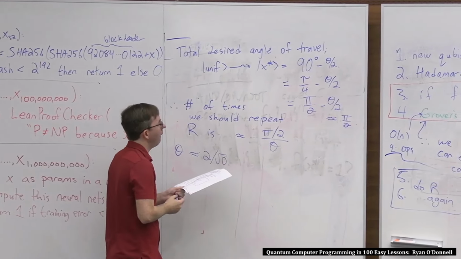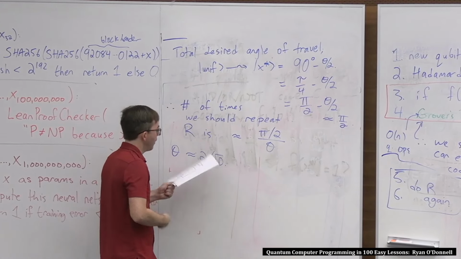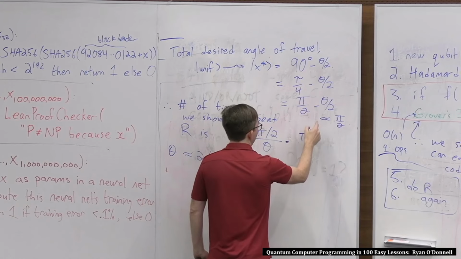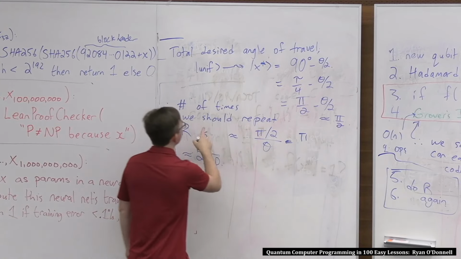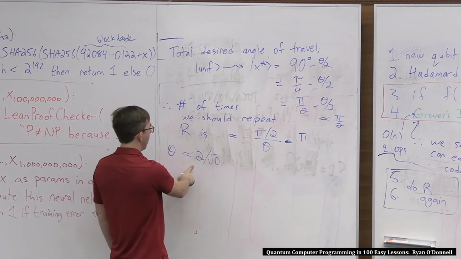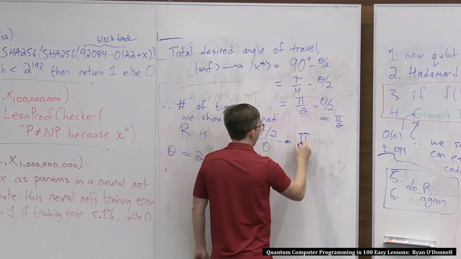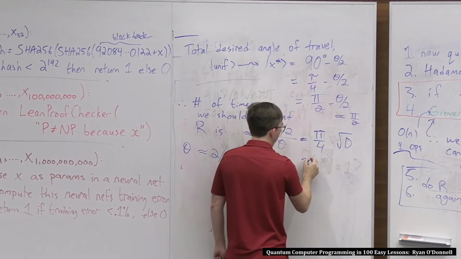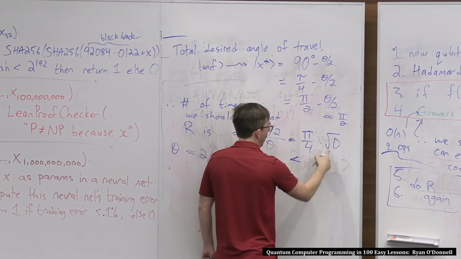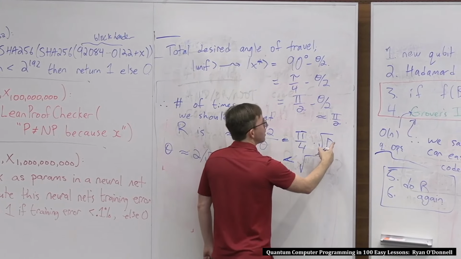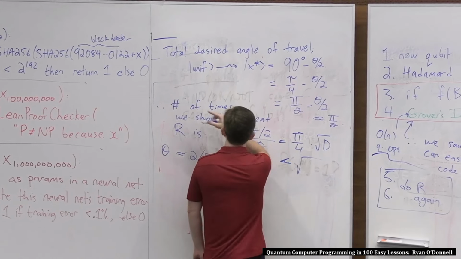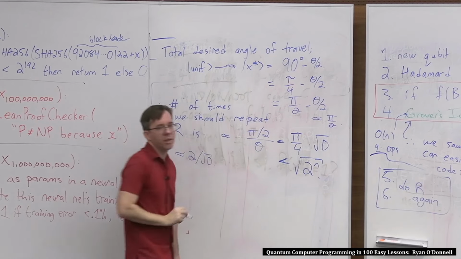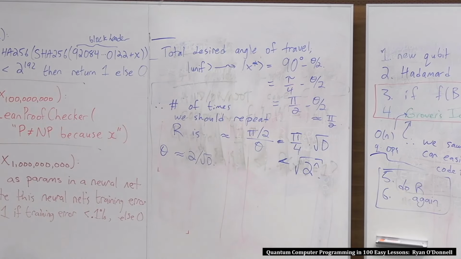So that's it. And what is this? This is basically pi over, where's theta? Here. It's pi over 4 times square root d. Okay, I don't know what pi over 4 is, but it's less than 1. And d is 2 to the n. Oh, I erased it. Okay, and that finally is where the square root of 2 to the n comes in.